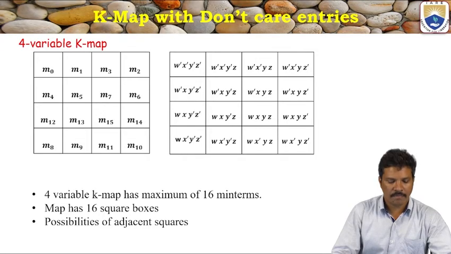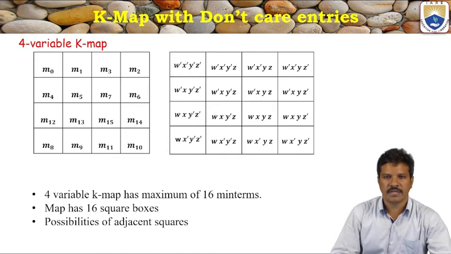For the four-variable K-map, the four variables may be taken as a function of x, y, z, q or w, x, y, z. That four-variable K-map has a maximum of 16 minterms. Those 16 minterms can be represented with the letter m with suffix j, where j starts from 0 to 15. Those minterms m0 to m15 can be assigned in square boxes in the K-map.